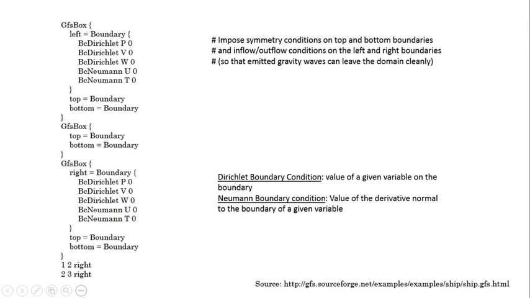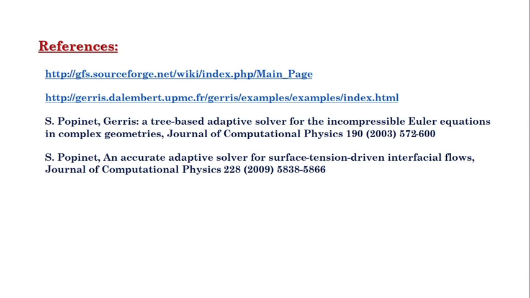And top and bottom there are symmetric boundary conditions. This is the way to implement boundary conditions in the JDish. For further details about implementation of JDish, please visit the JDish main page. This is the JDish website, and you can go through the syntax of the many examples given on this page. And for the structures of JDish, you can go through these two journals.